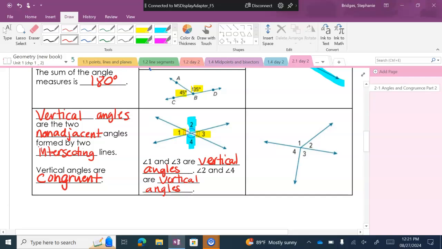If angle 2 is 110, guess what angle 4 is going to be? 110. Vertical angles are always congruent. We will use that a lot as well. Anybody have any questions? All right, flip it over.